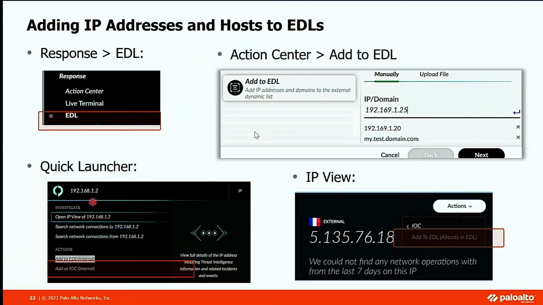Here we have through Quick Launcher. This is an interesting one. If the IP address is one of our XDR agents, the option will be grayed. It will not allow you to add it to the EDL if it's one of our agents.